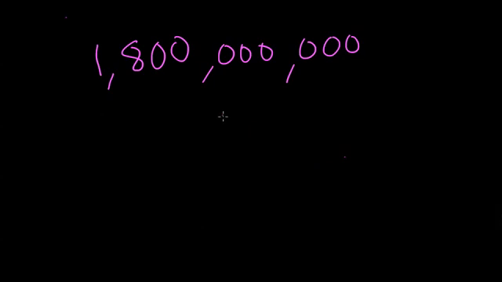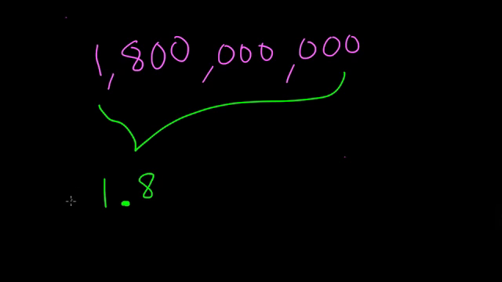Okay, so how do we turn this number into scientific notation? The first thing I do is reduce this number to a number that's between 1 and 10, not including 10. So the only way to do that is to put a decimal between the 1 and the 8. That gives me 1.8, which is between 1 and 10.